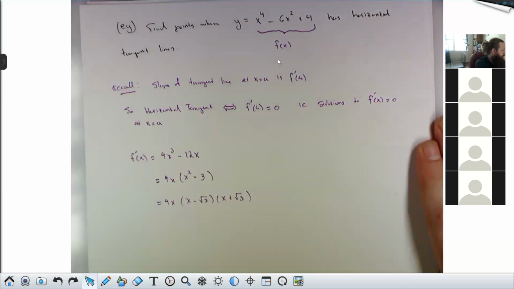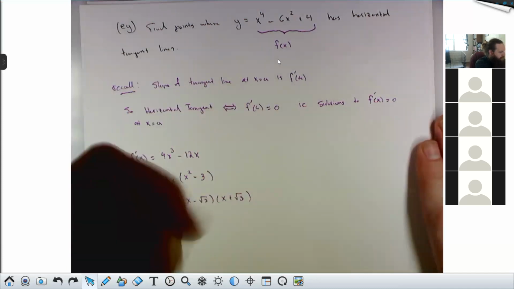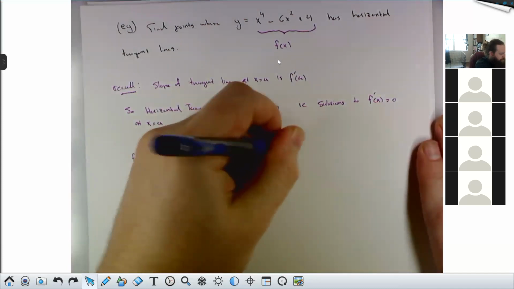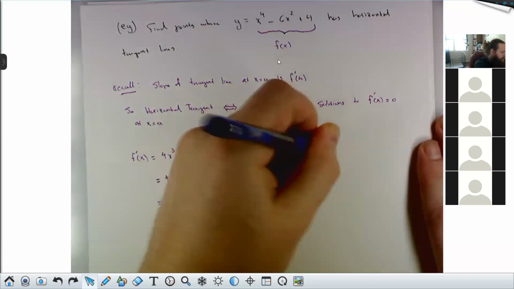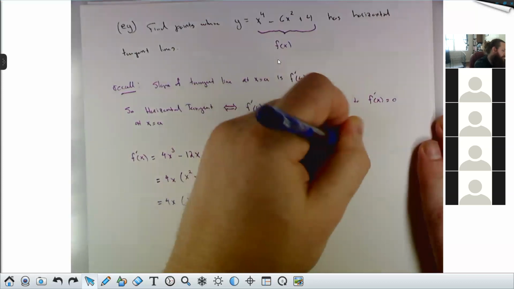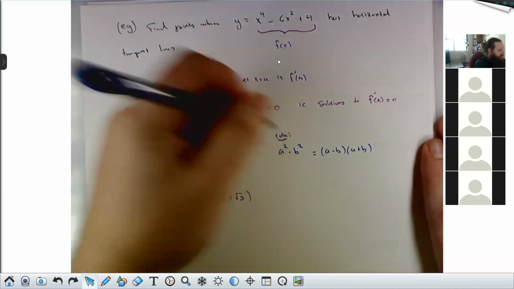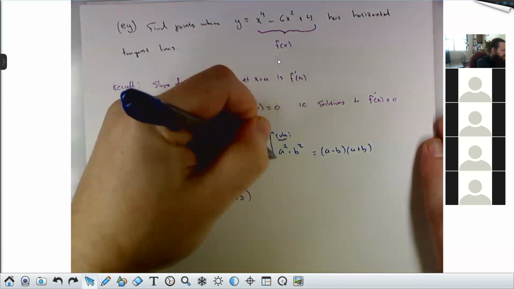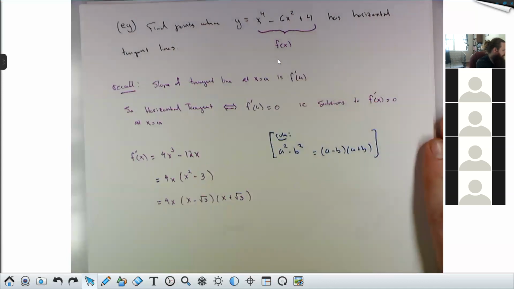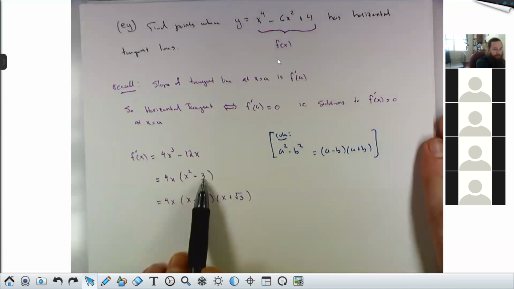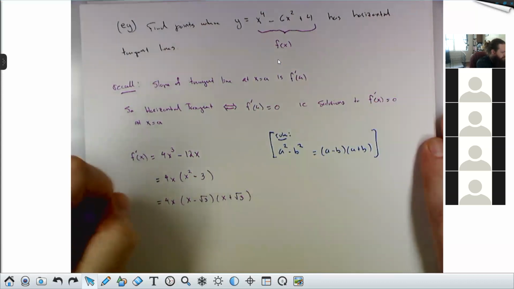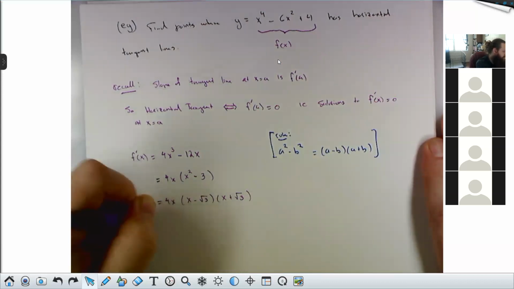So what I'm doing here is I'm forcing this into the form a squared minus b squared, because I know that always factors as a minus b times a plus b. So 3 may not be a perfect square, but it is the square of root 3. And then we can read off right away the solutions to f prime of x equals 0. Those are the roots of this expression.